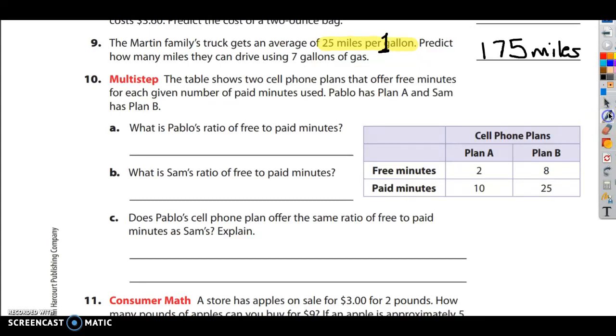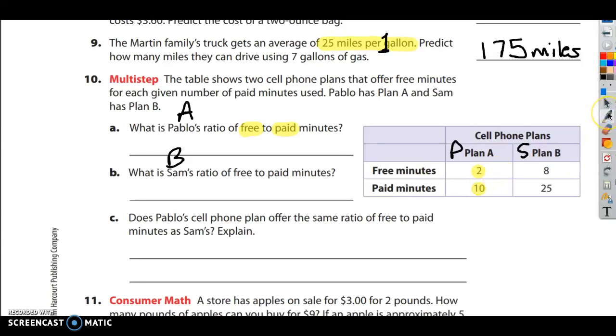So I'm going to go ahead and take some notes here. We're talking about Pablo has plan A, Sam has plan B. It's important to pay attention to that. We could even do that right here. Pablo is plan A and Sam is plan B. And question A says, what is Pablo's ratio of free to paid minutes? So it's going to be free to paid. So we're going to go to plan A because that's Pablo. And the free minutes are 2 and the paid minutes are 10.